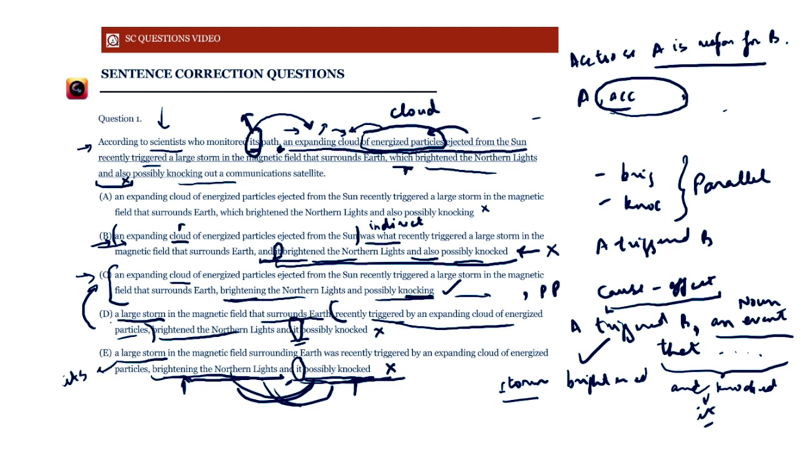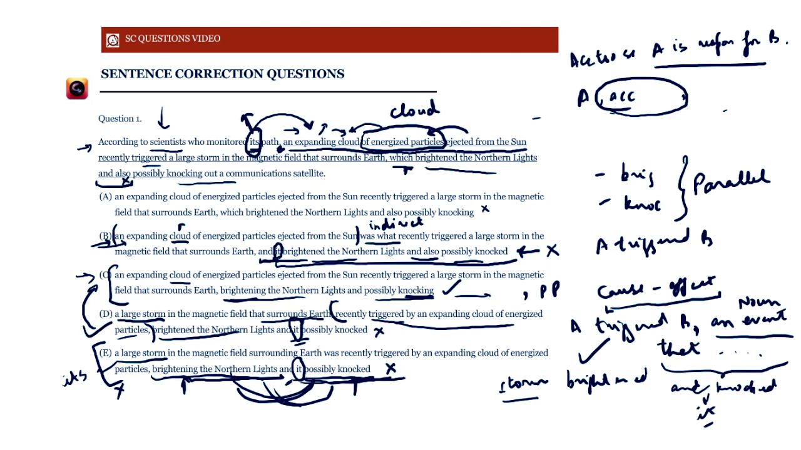But logically also, it doesn't make a lot of sense, because when we say a large storm was recently triggered by an expanding cloud of energized particles, this is our main clause, this is the main information that we are giving, then according to scientists who monitored its path, we can't say that the scientists were monitoring the path of the large storm, right? The large storm was recently triggered by an expanding cloud. So then what were they monitoring? They couldn't have been monitoring the storm, because it was recently triggered only. So they could have been monitoring the cloud instead. So that is why it doesn't work over here.